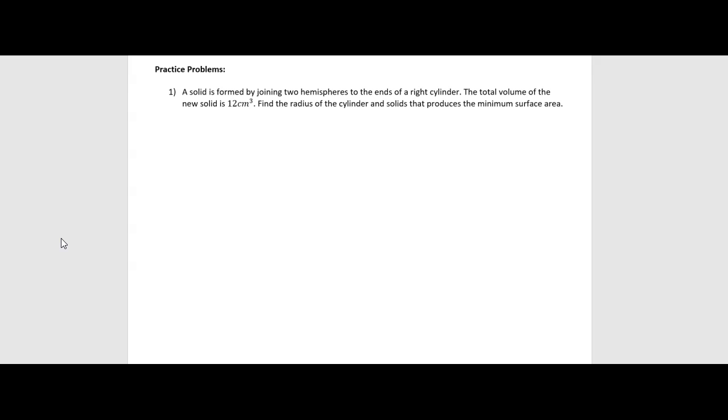So it says a solid is formed by joining two hemispheres to the ends of a right cylinder. The total volume of the new solid is 12 cubic centimeters. We need to find the radius of the cylinder and solids that produces the minimum surface area.